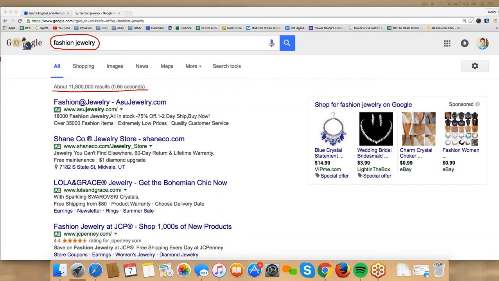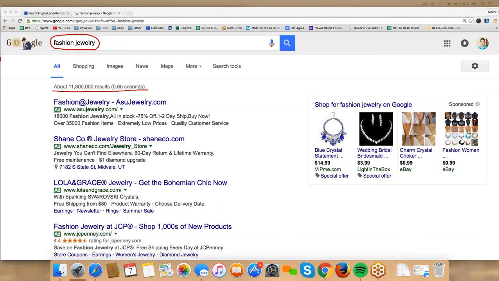Well, we don't really know, right? There's no way for us to find out without clicking through these sites, but I can assure you it's lots of different kinds of sites. Just because you see 11 million, almost 12 million pages that are potentially relevant for this search, it doesn't mean that's how many competitors are trying to sell fashion jewelry, right?